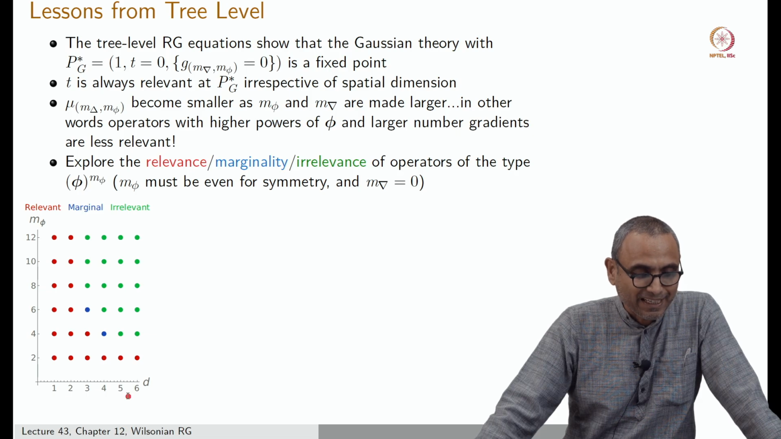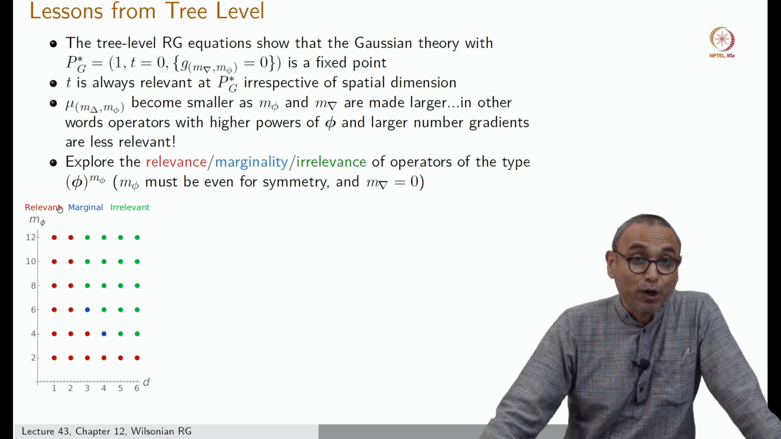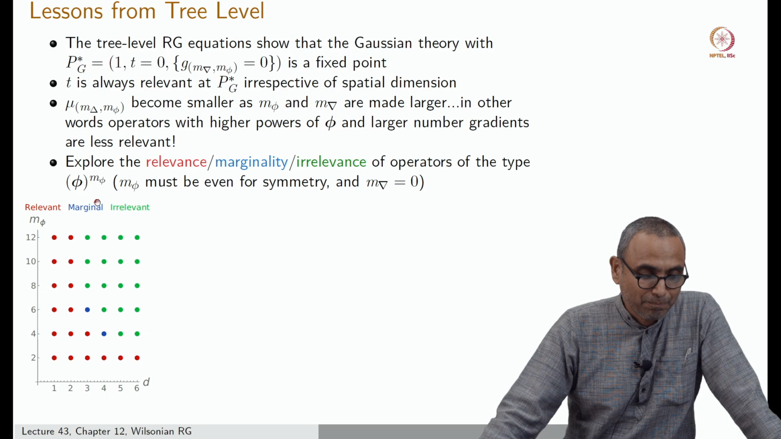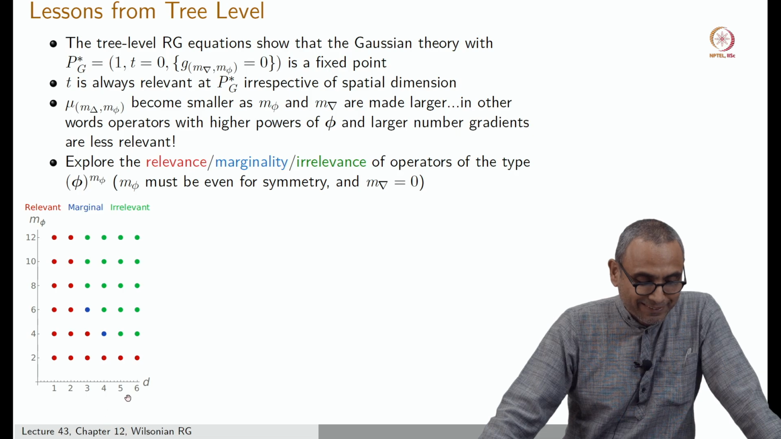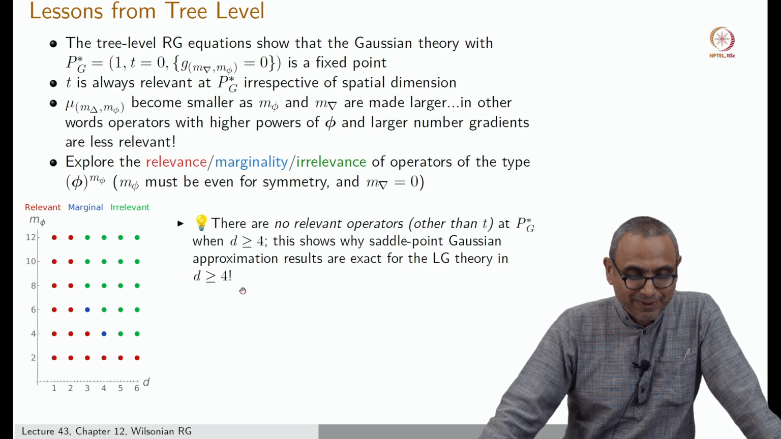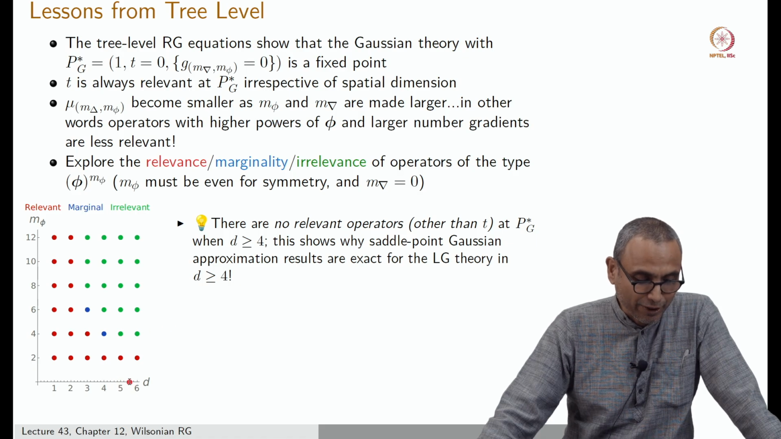plotted here is color coding like this. I have plotted this mu_m with the following color code. It is red if it is positive, blue, namely marginal, if it is 0, and green if it is irrelevant. Okay, so let's look at d equal to 3. Okay, let's look at d greater than or equal to 4.